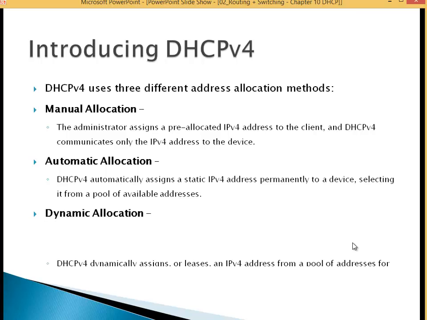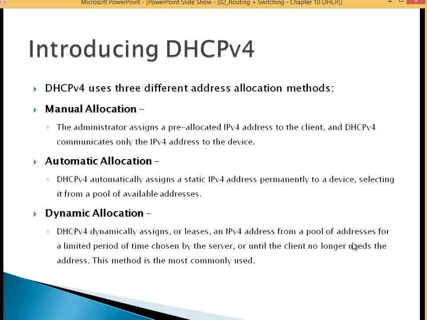Or you can have a dynamic allocation. DHCP version 4 dynamically assigns or leases an IPv4 address from a pool of addresses for a limited period of time chosen by a server, or until the client no longer needs the address. This method is most commonly used.